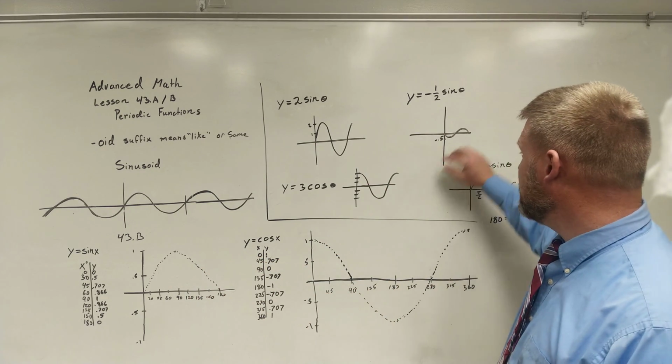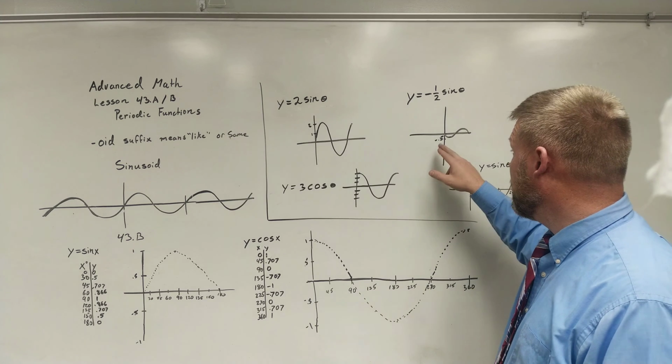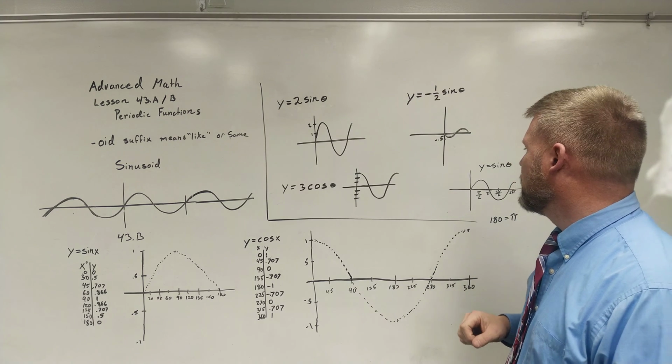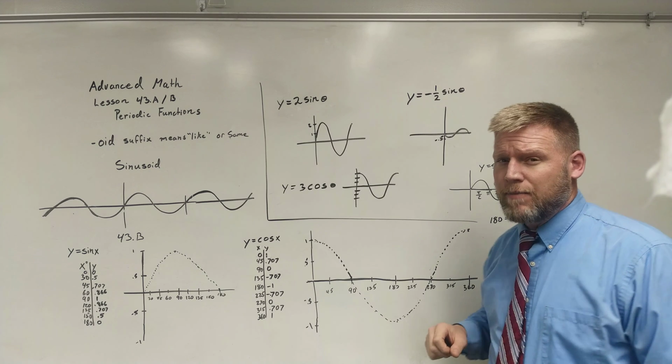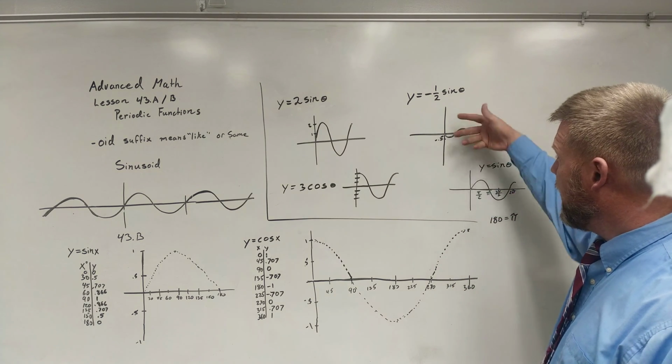Well, could I squish it? Sure. 1/2, that would be half the amplitude. It will only go up and down to negative 1/2. What about the negative out front that I threw on this one? And that negative out front, that's going to make it a little more unique. See, it's going to take this sine function and flip it over.